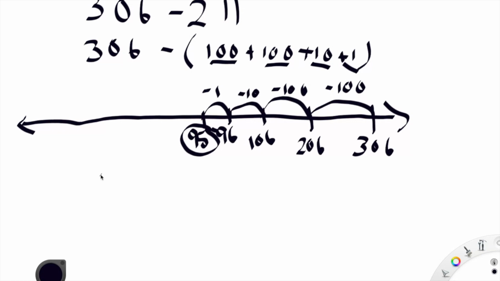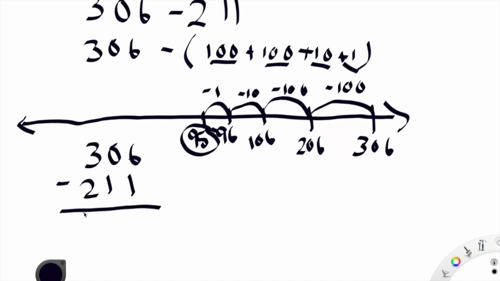So let's check to make sure that this answer is correct. We are going to use the standard algorithm to check. Let's just write it over here. 306 minus 211. And notice how I'm lining up my place value. 6 minus 1, that's in our ones place. So 6 minus 1 is 5.